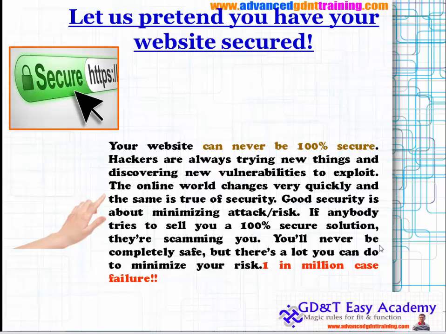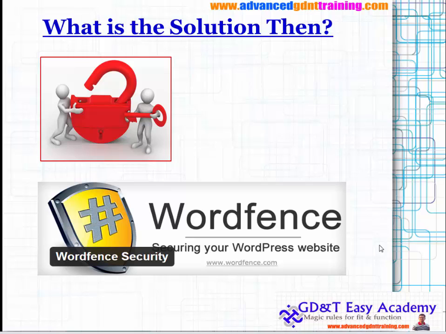So what is the solution for this? The solution which I'll be showing today is Wordfence, the world's number one security plugin which you can use on a WordPress website. Let me show you how to install this plugin, what the reviews are, how many downloads there are, and how to configure it directly. I will show you this.